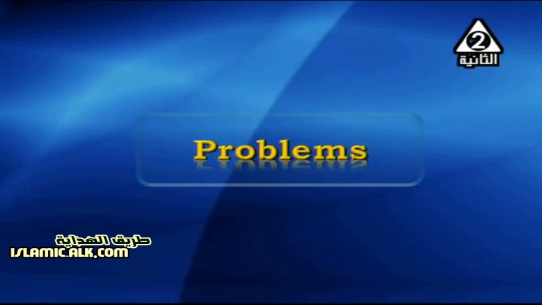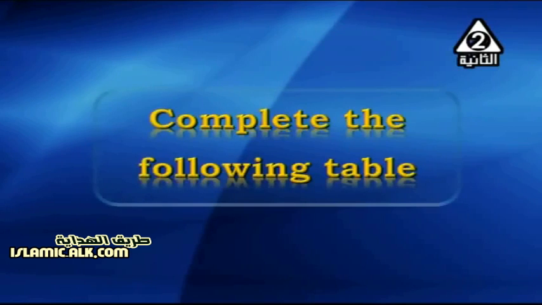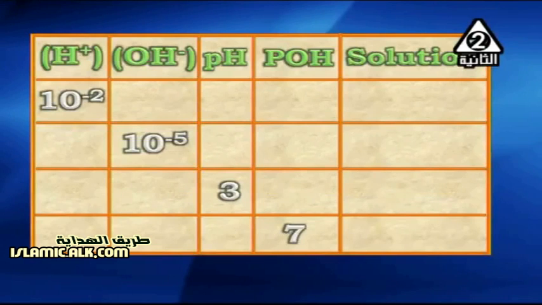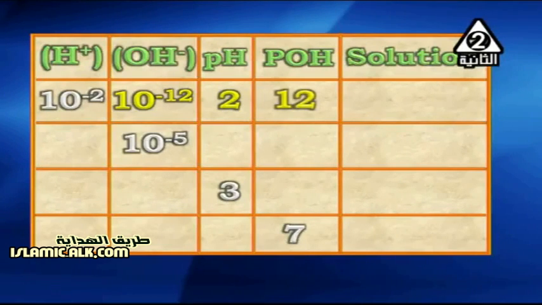We are going to discuss some problems, my dear students. Complete the following table. As shown on the screen, we have the concentration of hydrogen ion equal to 10 to the power negative 2. Find the concentration of hydroxide ion, pH, pOH, and the type of solution, acidic or basic or neutral. So we can solve this by the rules mentioned above. The concentration of hydroxide ion equals 10 to the power negative 12, pH equals 2, and pOH equals 12, and here as pH is 2, which is less than 7, it is an acidic solution.